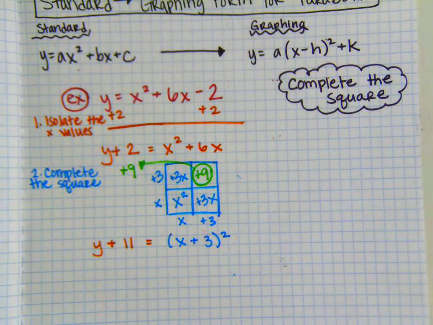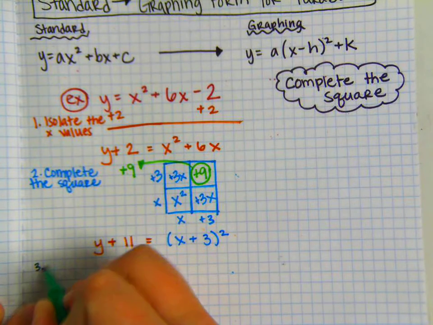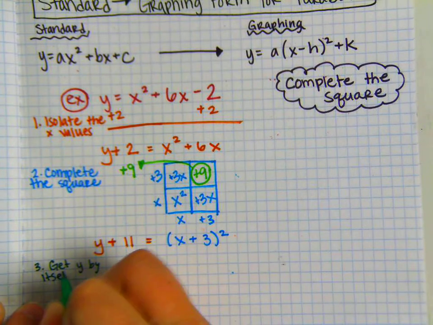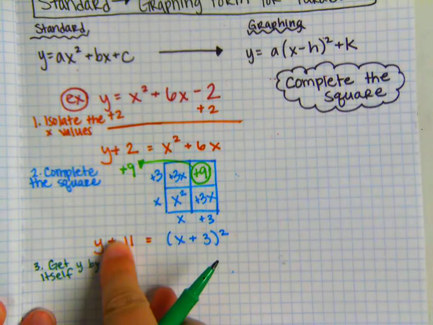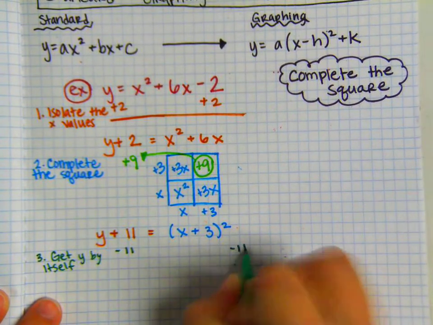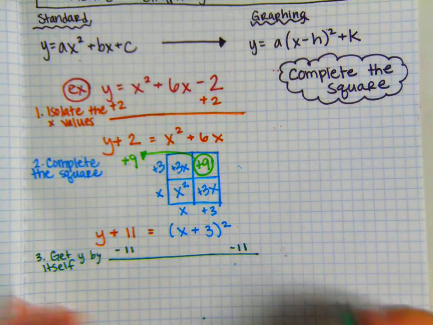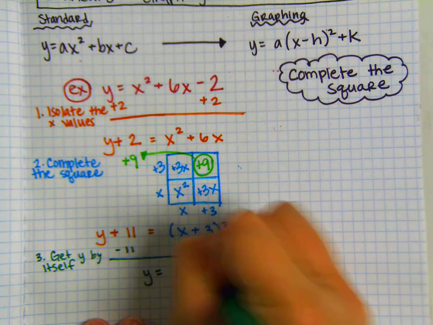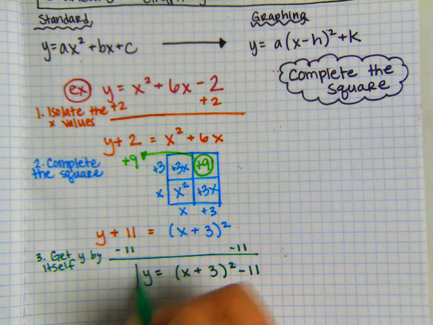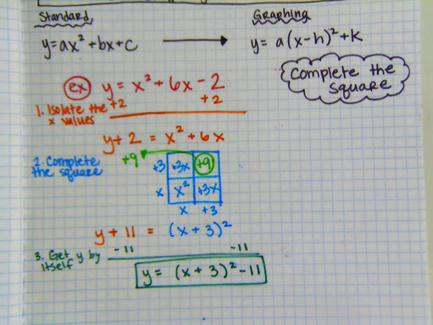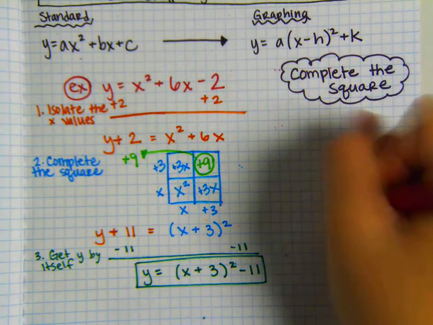And then our last step is going to be to get y by itself. So if I want y by itself here, I have to get rid of that positive 11, so that means I'm going to subtract 11. Which means my answer is going to be y equals x plus 3 squared minus 11. And that's our equation in graphing form. In this form, like we talked about in the last notes, it's really easy to determine what our vertex, stretch, and if it opens up or down. So let's go ahead and do that as well.